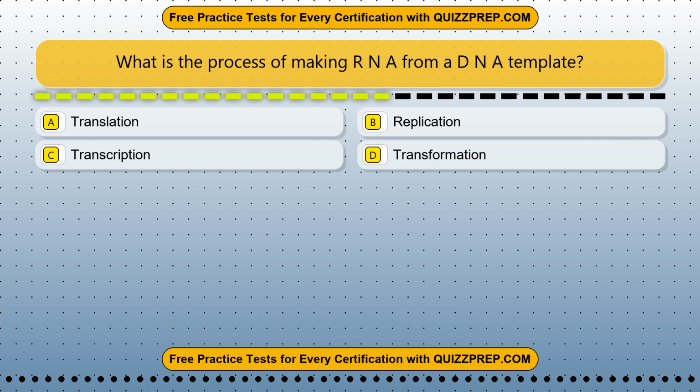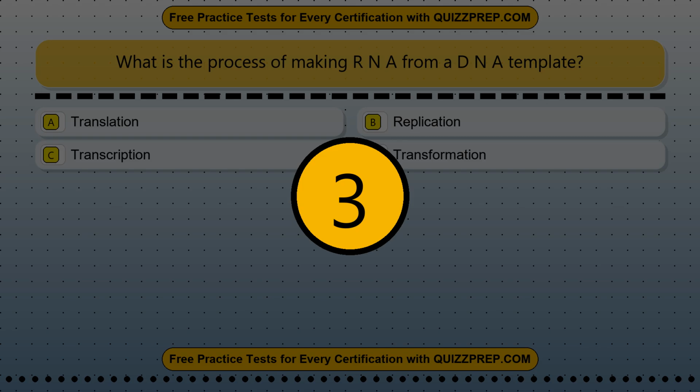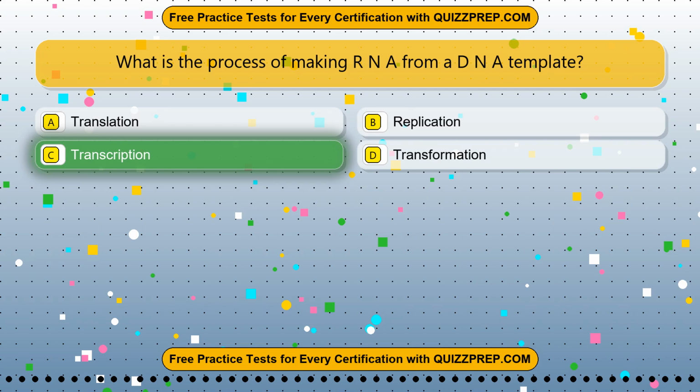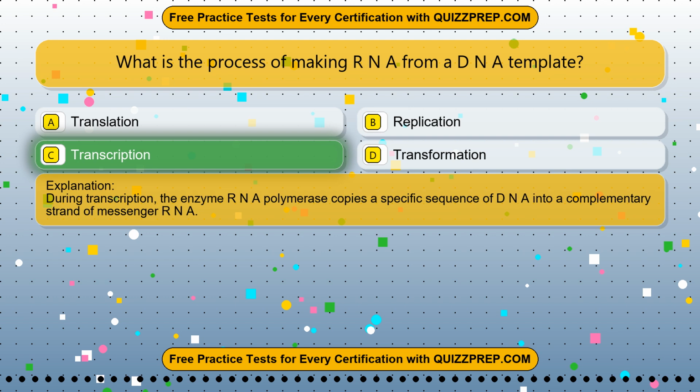Question 29. What is the process of making RNA from a DNA template? Option A, translation. Option B, replication. Option C, transcription. Option D, transformation. The correct answer is option C, transcription. During transcription, the enzyme RNA polymerase copies a specific sequence of DNA into a complementary strand of messenger RNA.